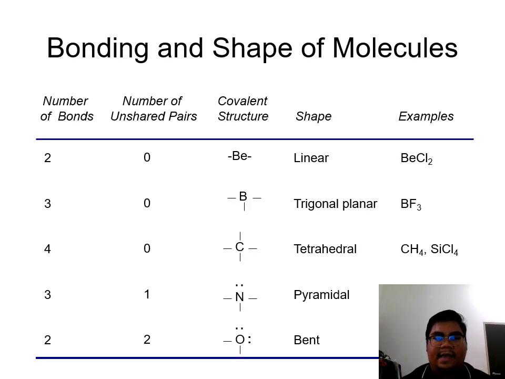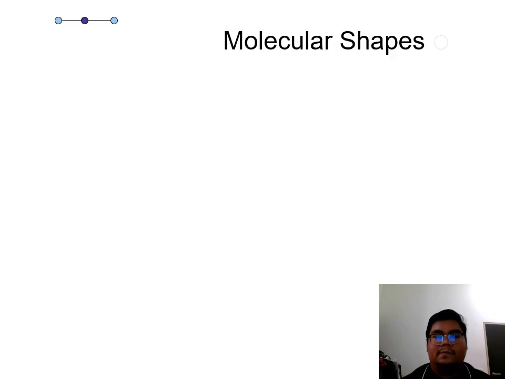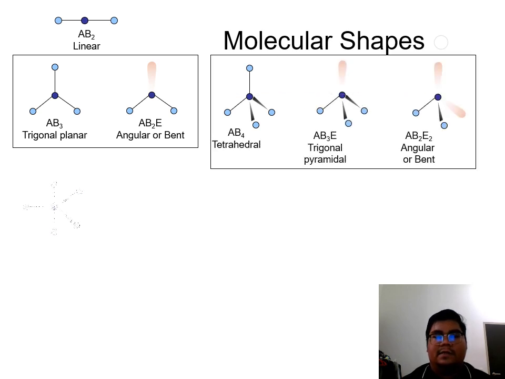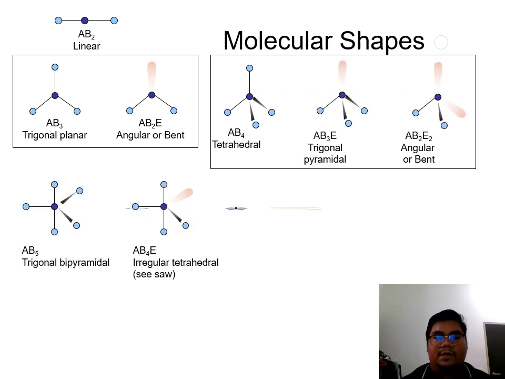So no worries, we have this table right here. You can see the number of bonds and the number of lone pairs. And if you see there are lone pairs, usually they will become bent. They will repulse the bond and they will bend downwards. So these are some of the molecular shapes, and you can see there are many examples here.